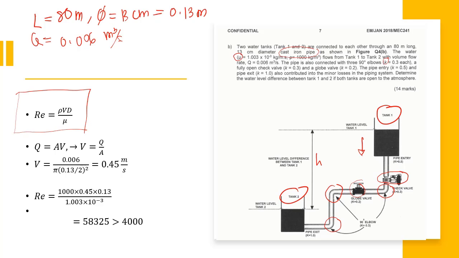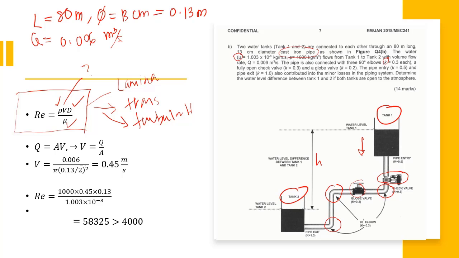Whether the flow is laminar, transitional, or turbulent. From the equation, we have rho, which is given to us, 1000. The velocity is not given to us. The diameter is given, 0.13 meter. Mu is given, 1.003 times 10 to the minus 3. So we have one unknown, which is the velocity in the pipe.